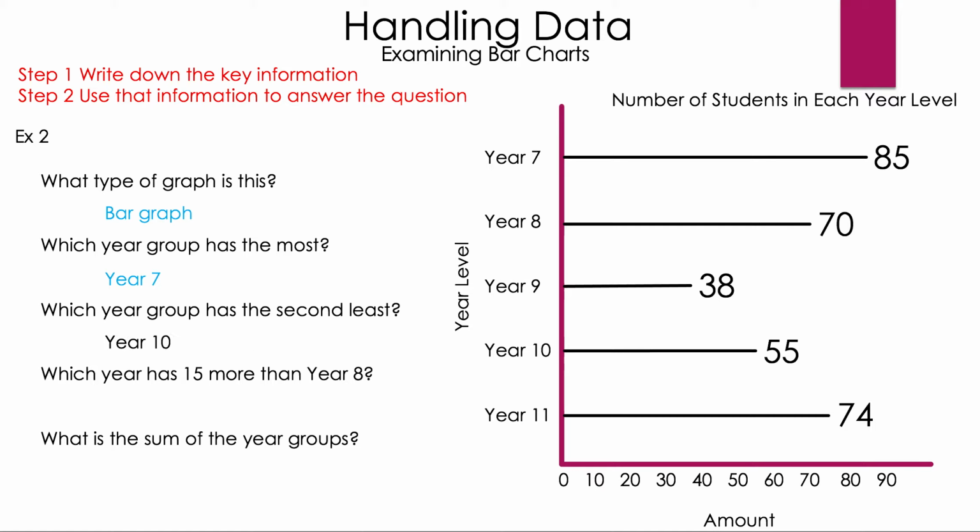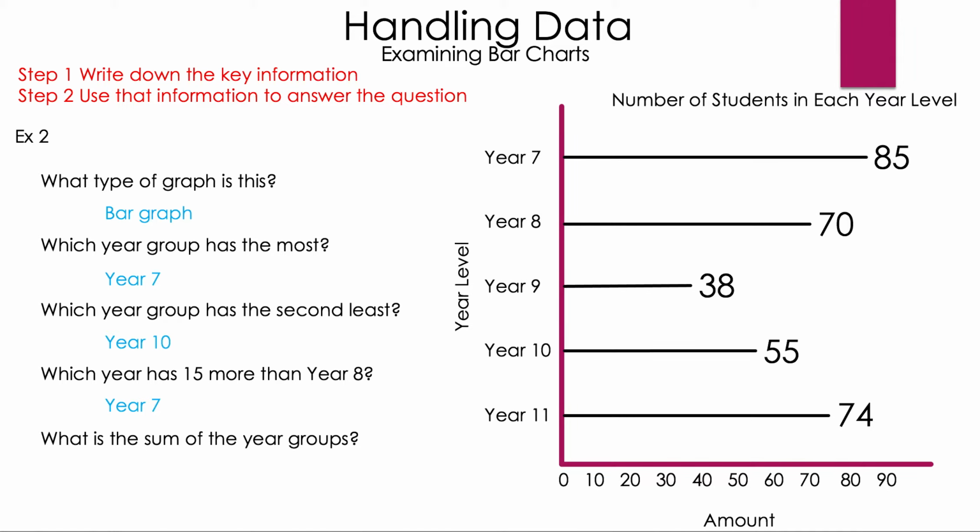So that means my answer is year 10. Next question, which year has 15 more than year 8? So the key information is year 8. So we write down 70. We know more than means add. So now we need to add 70 plus 15, which gives me 85, which is year 7. So then now we've answered that question.